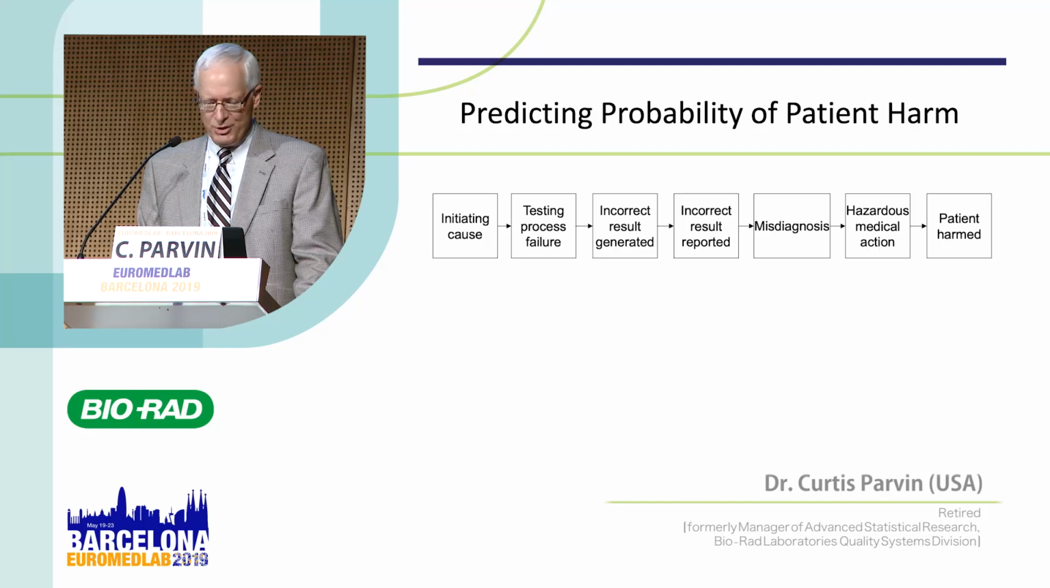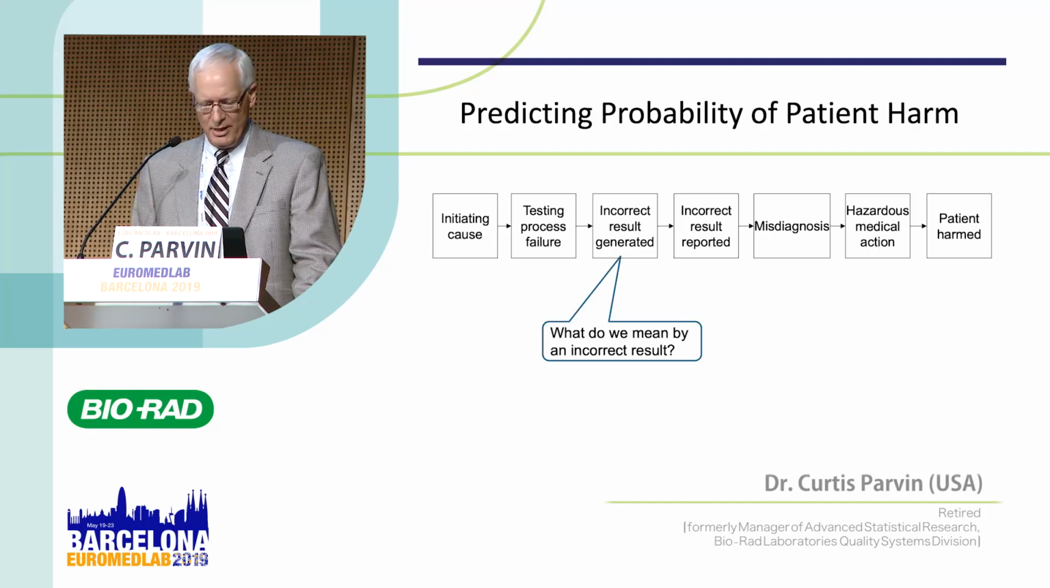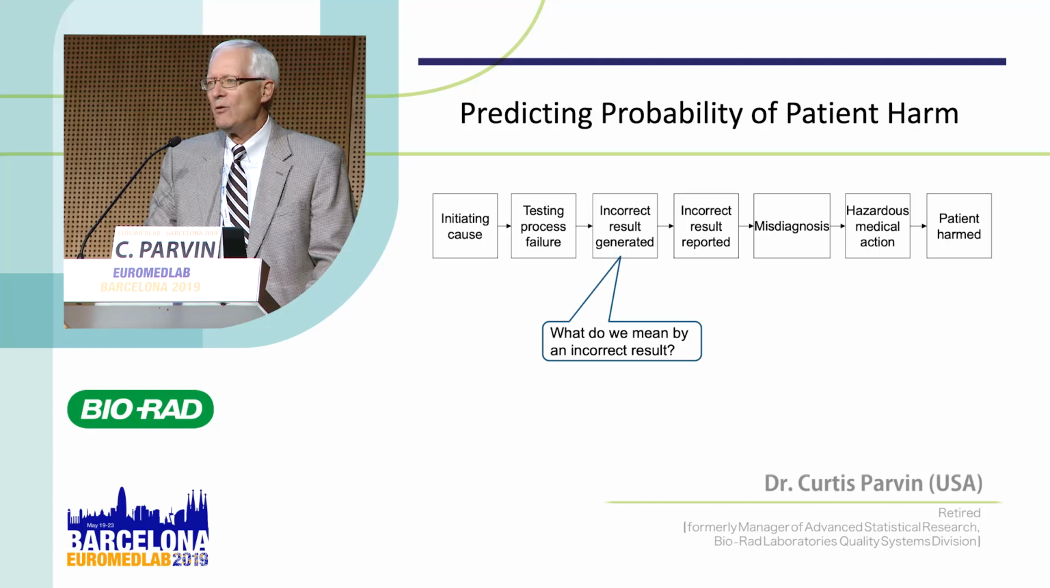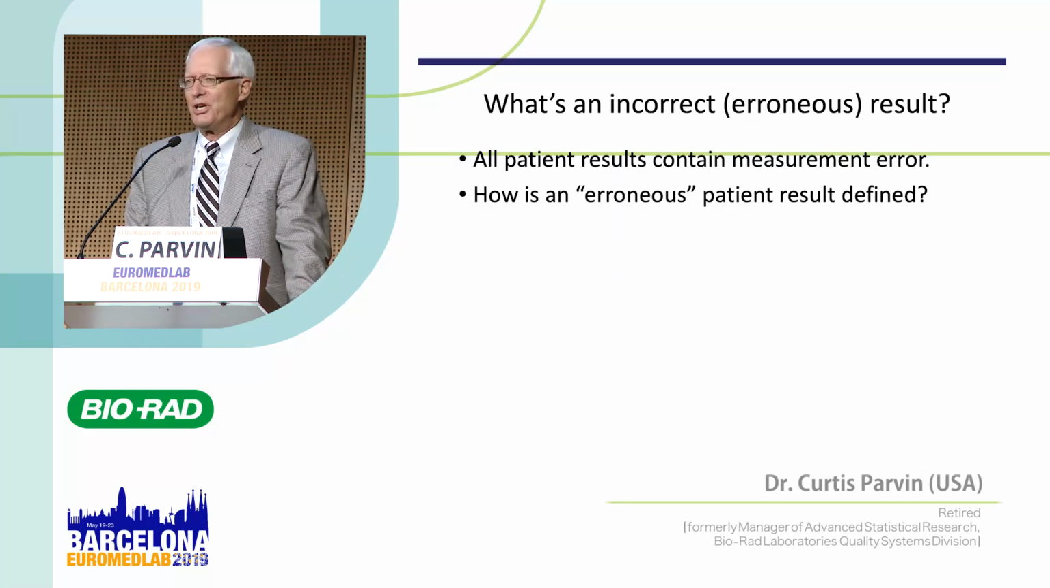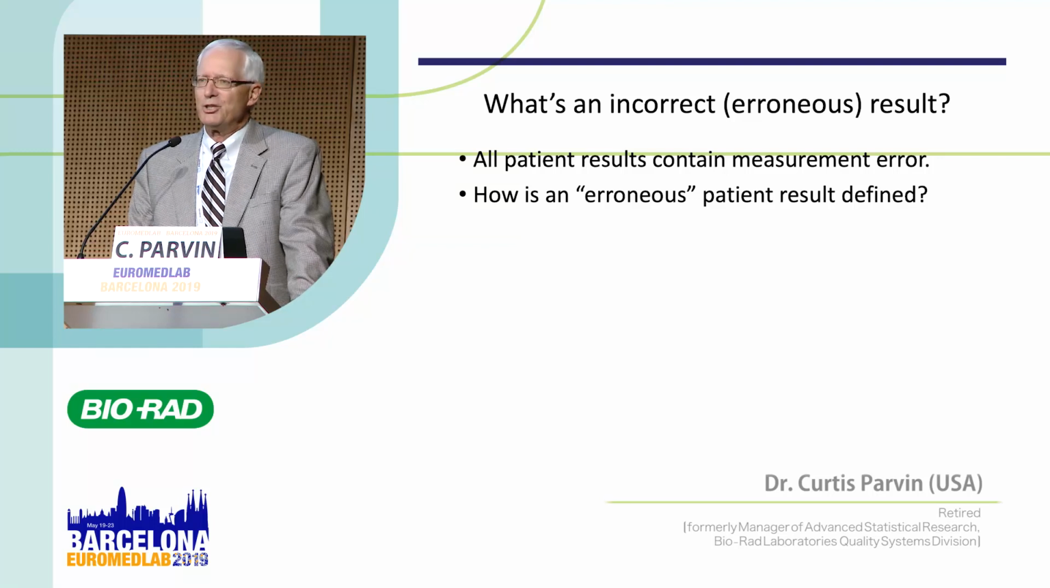Well, the first thing we need to do, which I've skipped over, is define what we mean by an incorrect result. Now, clearly, all patient results that we report contain measurement error. They all contain measurement error. So how do we define what we mean by an erroneous patient result?